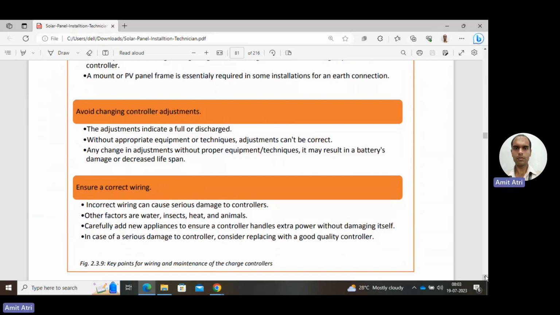Next is to ensure correct wiring, because incorrect wiring can damage the controllers, as can other factors like water, insects, heat, and animals. Then we should carefully add new appliances to ensure the controller handles the extra power without damaging itself. In case of serious damage to the controller, we shall replace it.